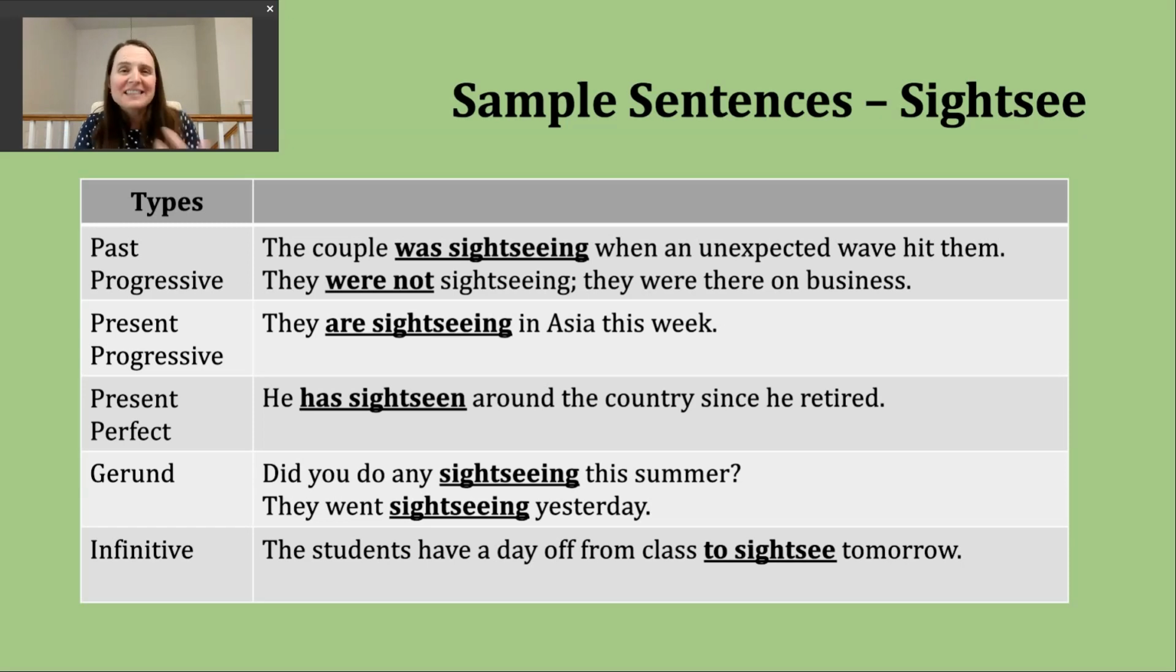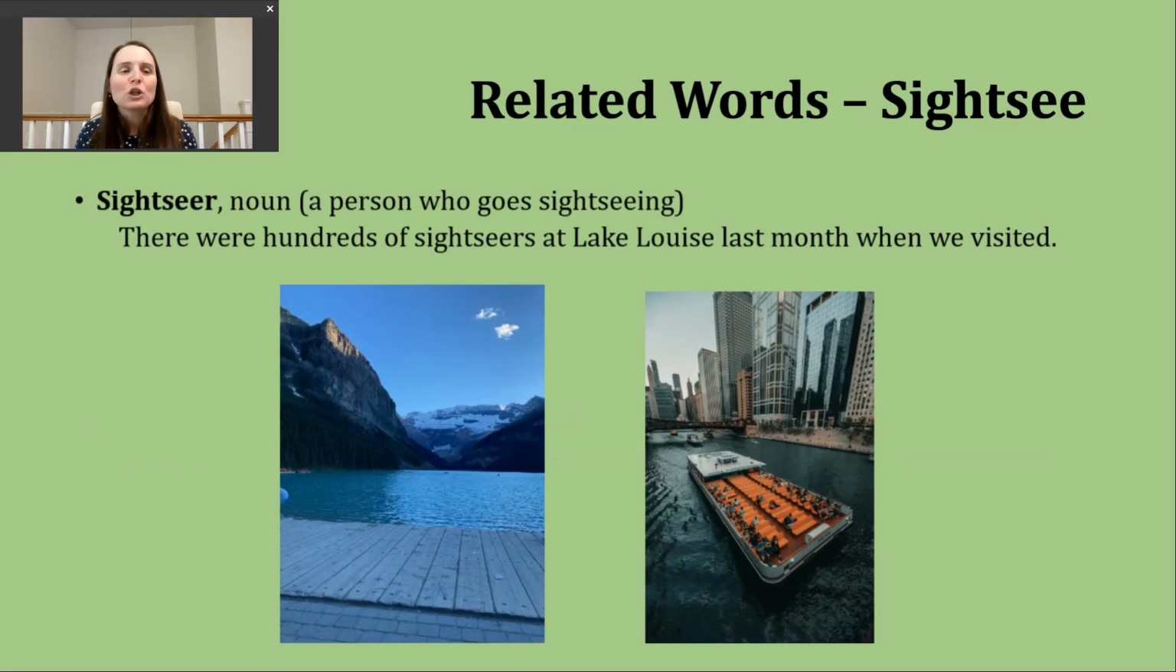So I hope this gives you kind of a real or more authentic way in which to think about how this word gets used in everyday conversation. Now, let's take just a quick moment to look at one related word to our verb sightsee, and that word is sightseer. So hopefully that suffix is telling you this is a person who goes sightseeing. An example of this in a sentence might be, there were hundreds of sightseers at Lake Louise last month when we visited.